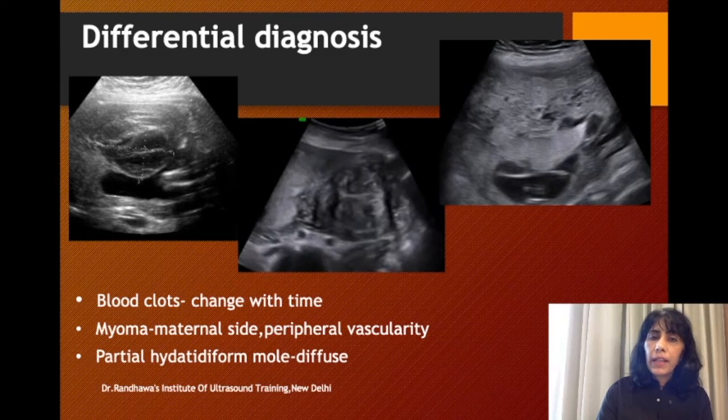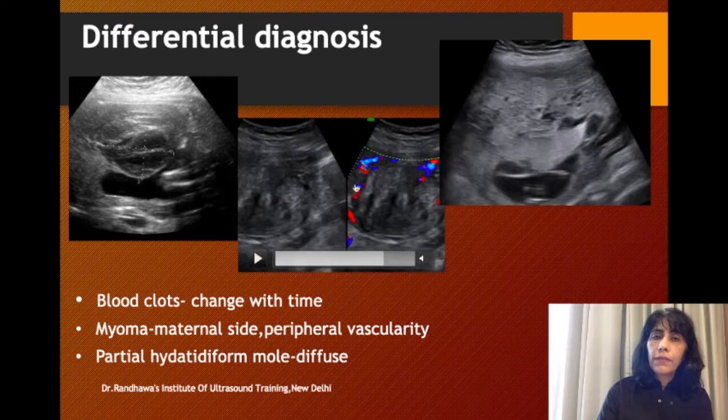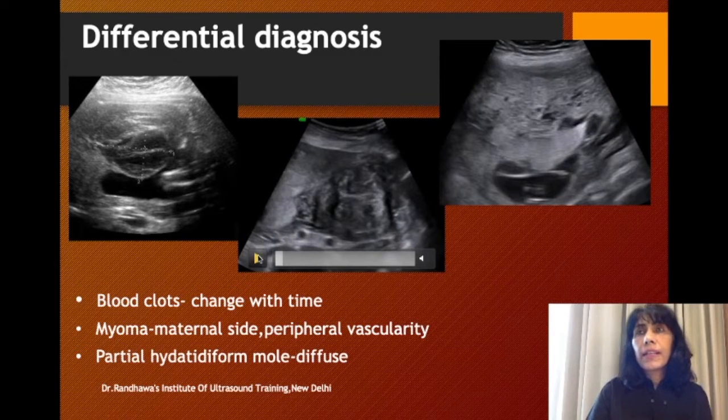And then when we put color flow, how does the color flow appear? Let us see again. See here. The color flow is at the periphery, which is telling you this is what? This is a myoma. Two things that were going against chorioangioma.